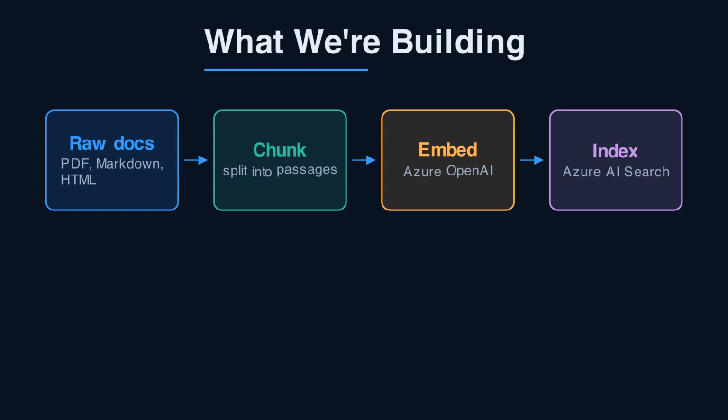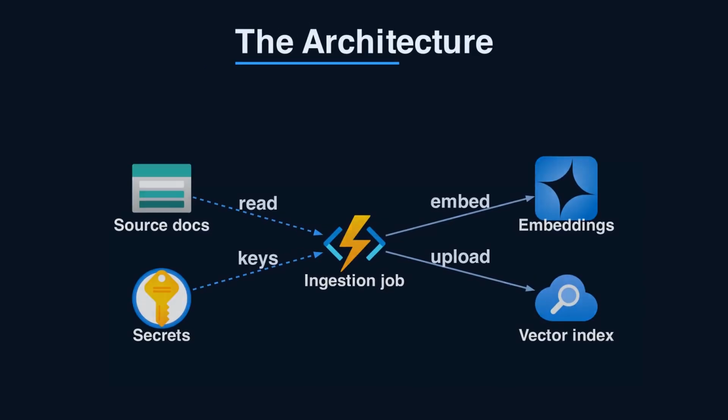By the end, you'll know the chunk size to start with, how to define a vector field in the index, the exact Python calls to embed and upload, and how to verify it's actually working. Let's wire it up. Here's how the pieces connect.